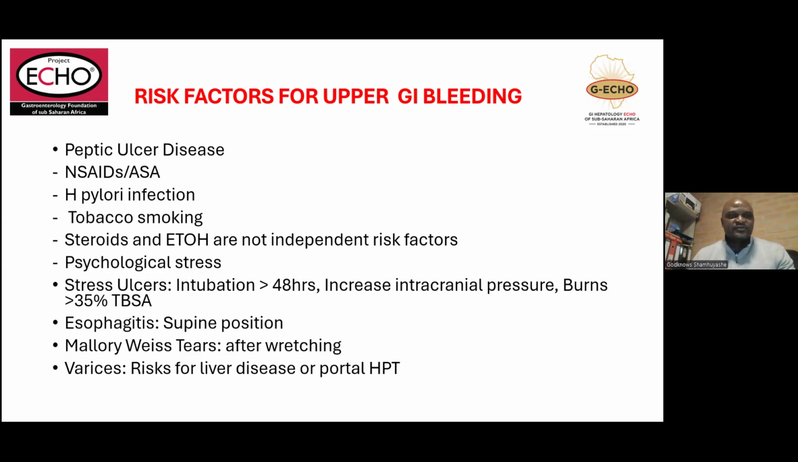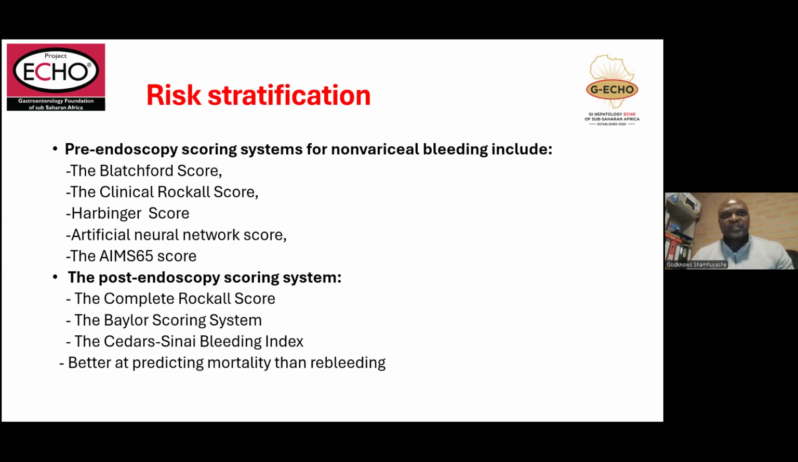And also patients who have esophagitis, when they're in supine position, have a high risk of ending up having upper GI bleeding. And also patients with liver diseases or portal hypertension tend to have varices, which can end up bleeding. So you need to risk stratify the patient. This can be done pre-endoscopically or post-endoscopically.